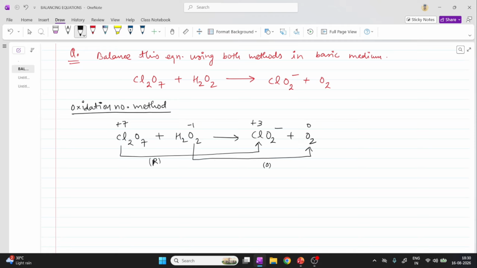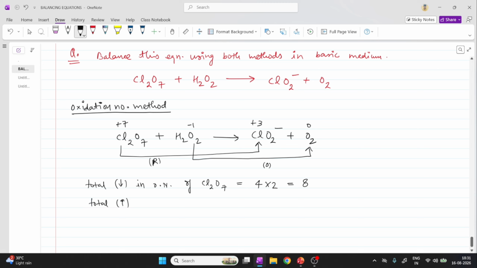So total, I will write total decrease in oxidation number of Cl2O7. So what is the total decrease? This is moving from +7 to +3. That means a decrease of 4. But there are two chlorine atoms, Cl2. So a decrease of 4, but 2 atoms, the total decrease is what? 8.